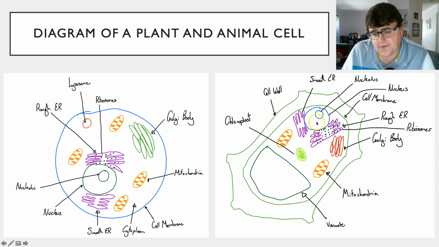Over in our plant cell, over here, on the right, same organelles, except now we have a cell wall as well. We've got the vacuole visibly drawn in here, quite large, and the only other difference here is the chloroplast down here, which is found only in plant cells, responsible for photosynthesis.